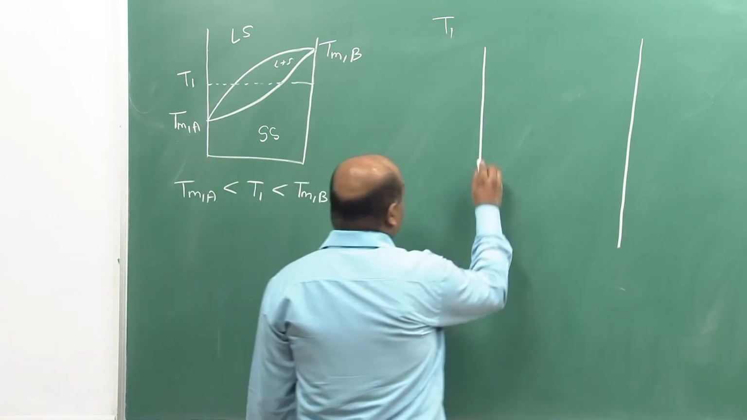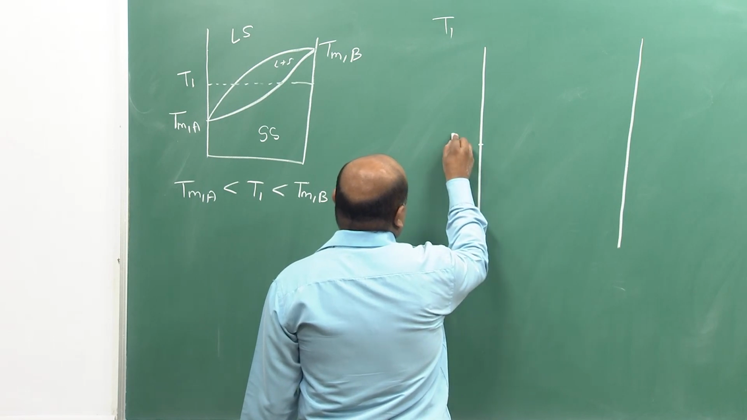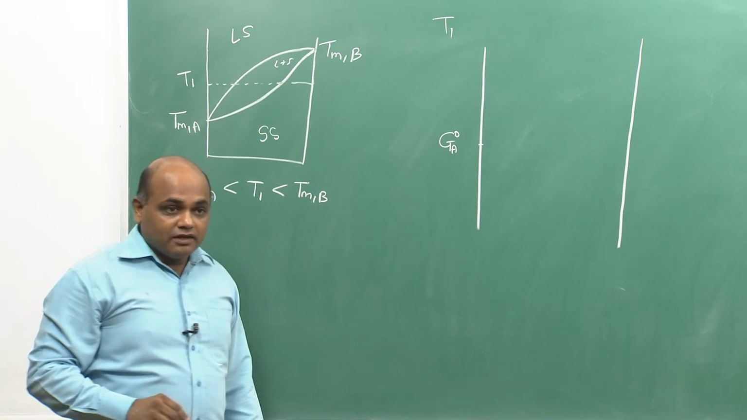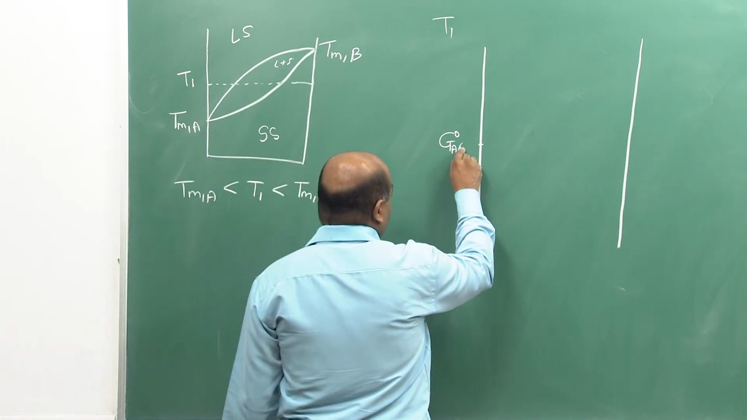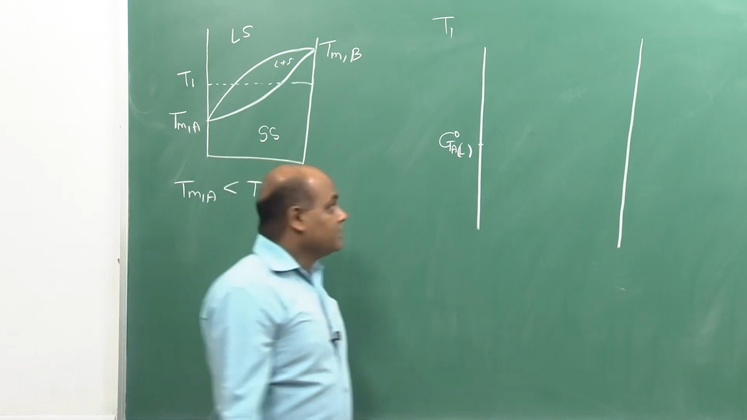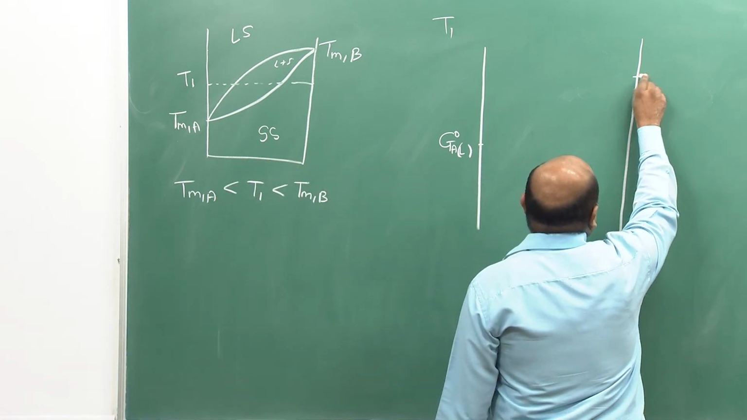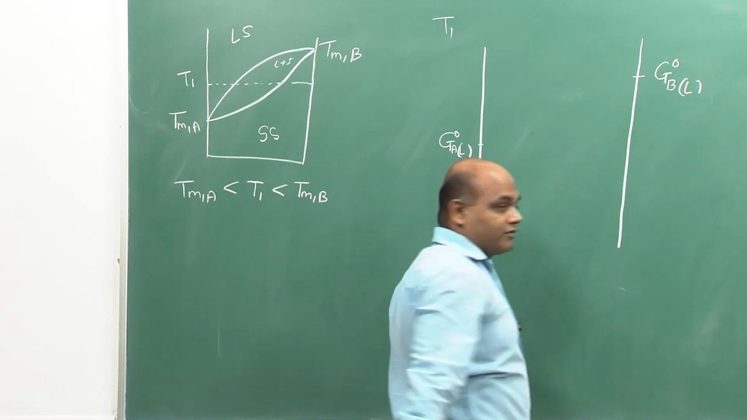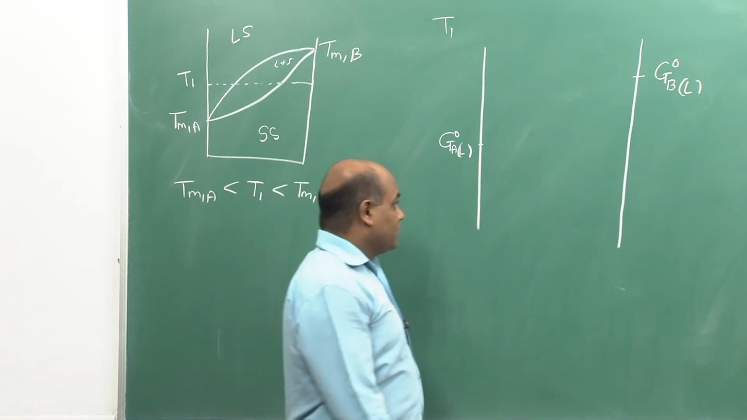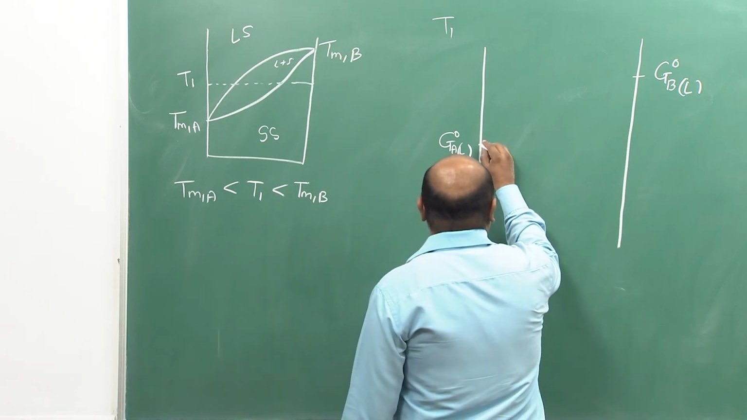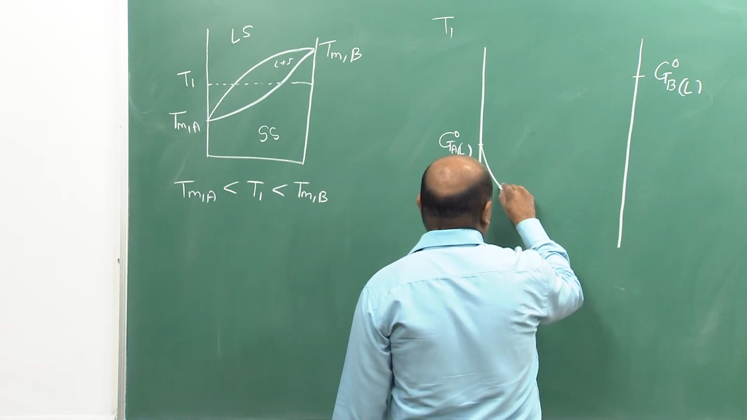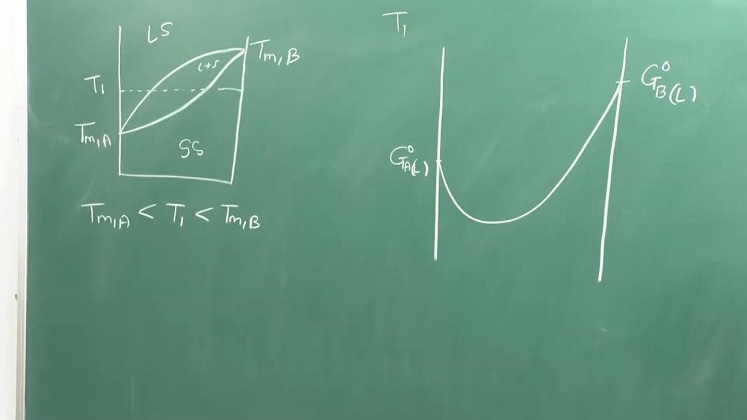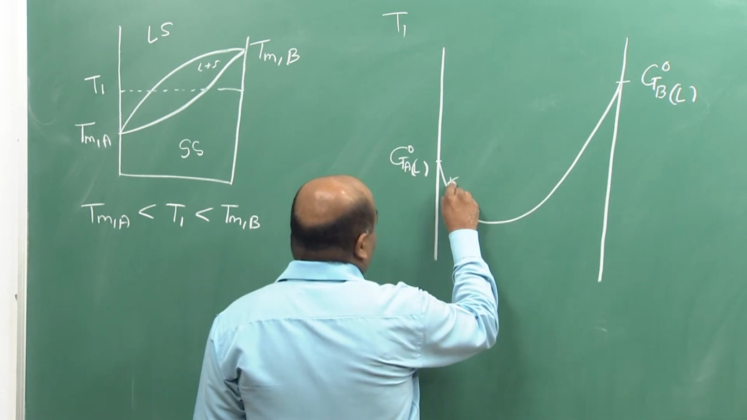So, on the xA equal to 1 axis, I have to first locate GA0, the molar Gibbs free energy of A. This is in liquid form, right. On the xB equal to 1 axis, I locate GB0, B in liquid form, and then if we find out the Gibbs free energy of liquid solution, you can draw the curve which will be something like this. So, this curve is for liquid solution.